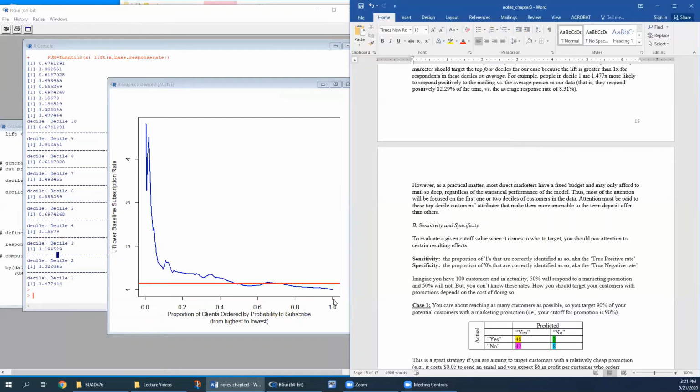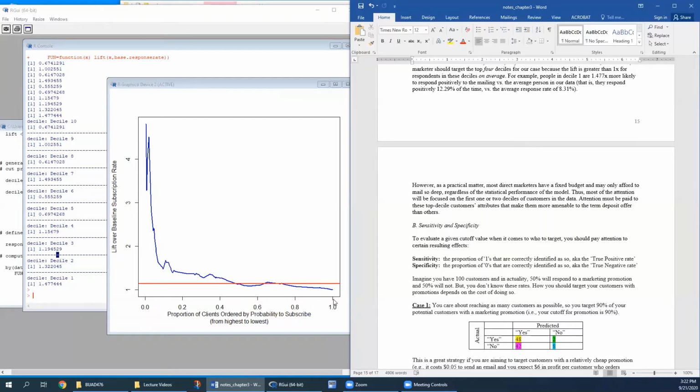In some cases, your company might only have money to target the first 10% or the top 1 decile or 2 deciles. And so that makes these lift charts and the deciles even more informative, because you have to really decide where to draw the line based on your budget.